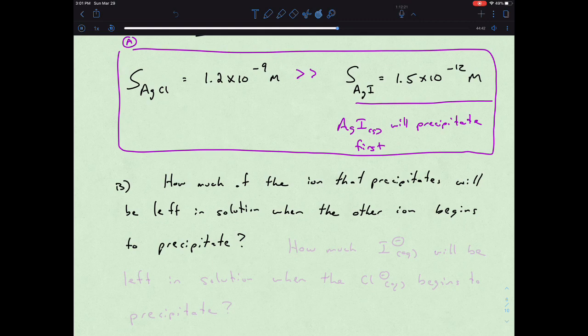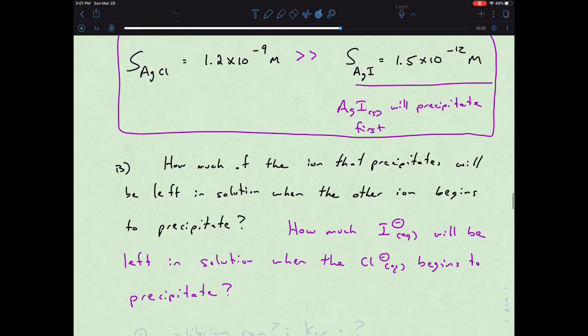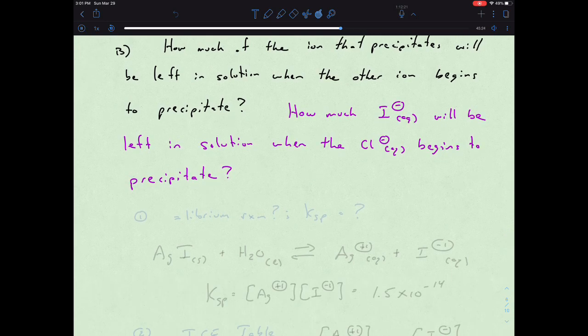maybe reword it a little bit. It's really asking, how much iodide, right? Because that's what precipitates first. How much of that will be left in solution when the chloride begins to precipitate? So that's really the question, right? A little bit more specific now that we know what ion is precipitating out first.